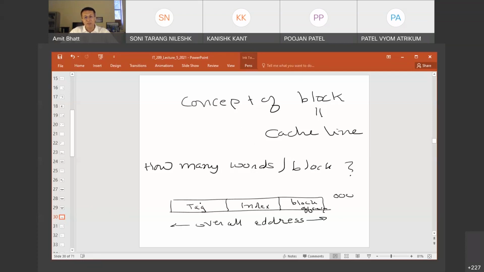So your overall address would still be determined by your main memory size. But cutting off, calling something as tag or some bits as index and some bits as block offset, will depend on your block size. If your block size keeps on increasing, then your index size keeps on decreasing. If you have a large number of words, then the block offset would be large, and then the index would start shrinking. There will be fewer indexes. Those things we'll see in the next class.